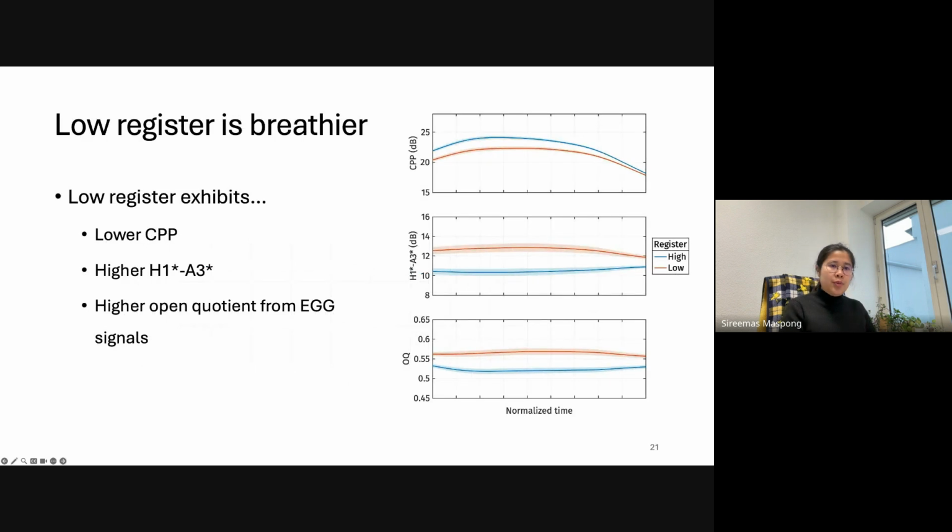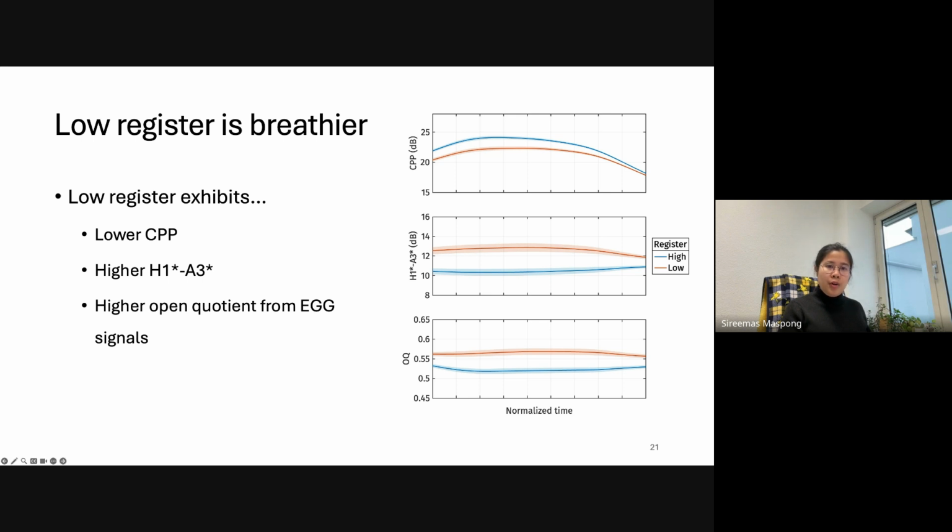And in terms of voice quality, we found that low register is breathier. From this plot, low register, in orange, exhibits a lower CPP, so more aperiodic noise in the signal. And we have higher H1 minus A3, which also represents the breathy phonation type. And then we also have higher open quotient from the EGG signals, which means that the vocal folds are more open during the vibration.